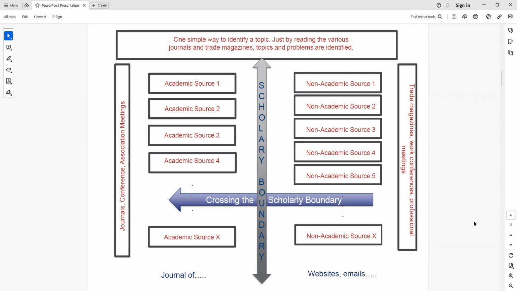What this slide is showing is, on the right-hand side, non-academic sources. These are websites, emails, trade journals, those things. On the left side, academic sources: the Journal of ACM, IEEE, conferences, such and such. The middle is the scholarly boundary. You can find a topic on the non-academic, the right-hand side, but you would not research that unless it crossed the scholarly boundary, which means you find it in the academic journals.